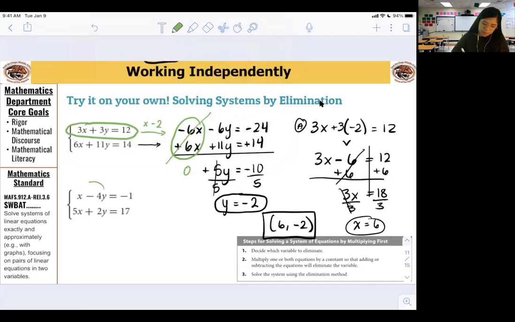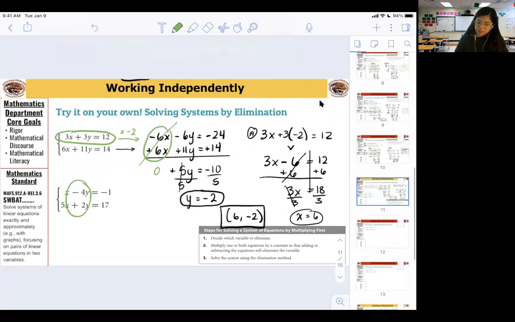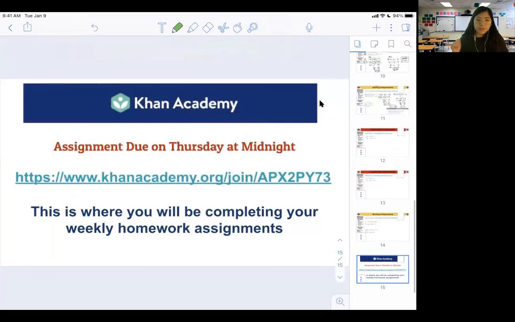Oh my goodness, I only have 1 minute. You know what? I'll do this for your bell ringer tomorrow, so that we can just quickly do this. You do have a homework assignment. I already posted it on Khan Academy. It is due on Thursday at midnight, and it is elimination. So if you want to get some practice tonight, you can start it, or you can wait until tomorrow after we've done a few more examples.